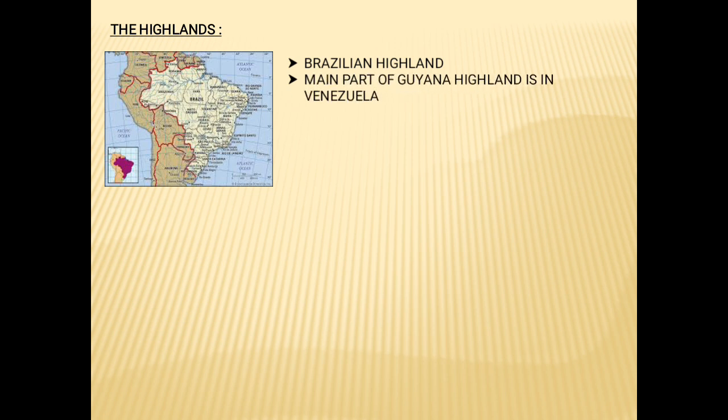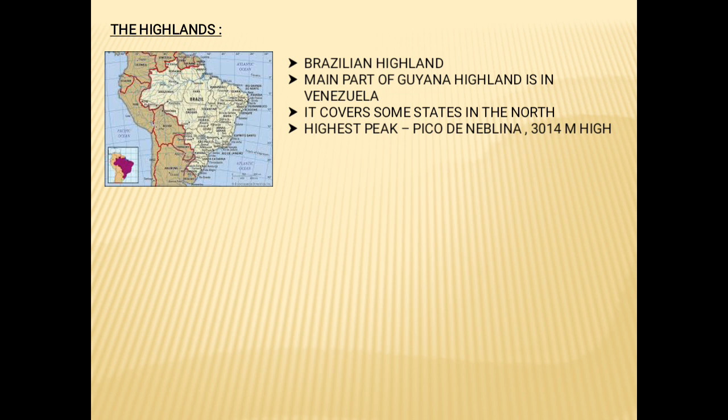The main part of the Guiana Highlands is in Venezuela and it extends up to French Guiana. In Brazil, it covers the states of Roraima, Pará, and Amapá in the north. The lower part of these highlands is found in Brazil, but the highest peak of Brazil, Pico da Neblina, is 3014 meters high and lies on the border between Brazil and Venezuela.